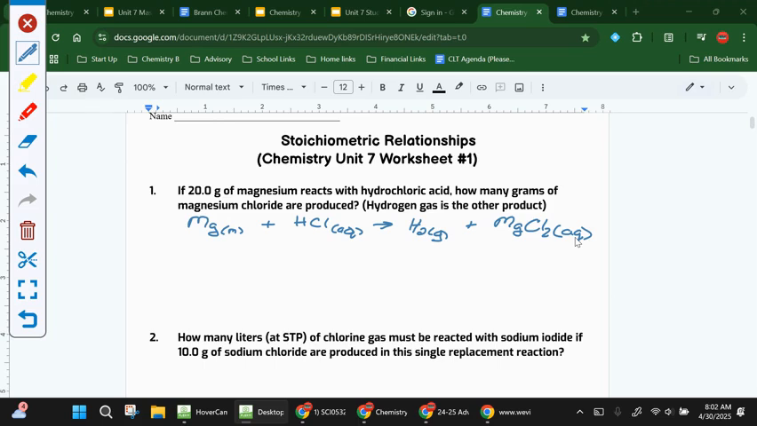And now, what do we need to do to this? Balance it. Who could tell me how to balance it? What do I need to do to have this balanced? Put what where? A 2 in front of the HCl. There is 1 magnesium here. There is 1 over here. We now have 2 hydrogens here to go with the 2 hydrogens here. There are 2 chlorines here. Well, we have 2 chlorines because of the 2 in front.